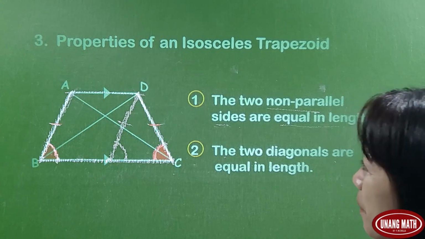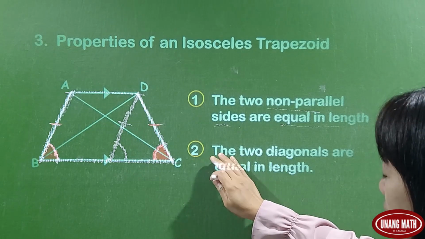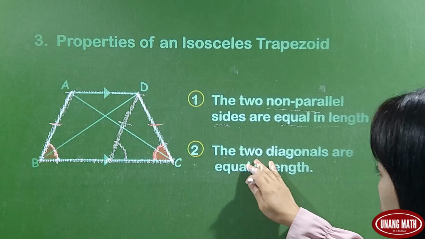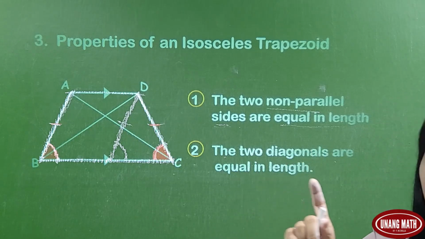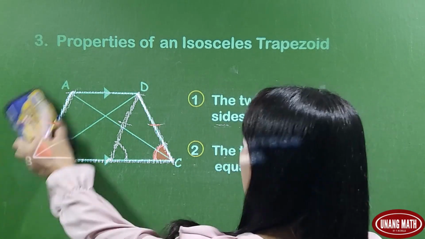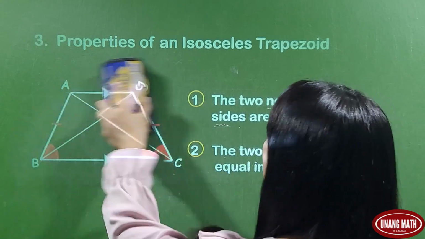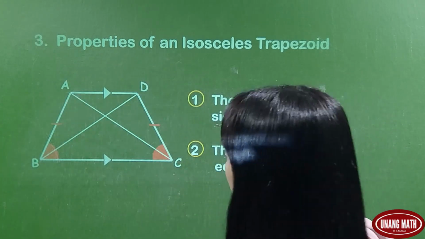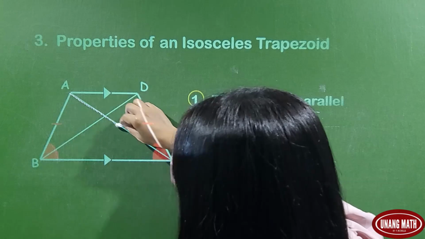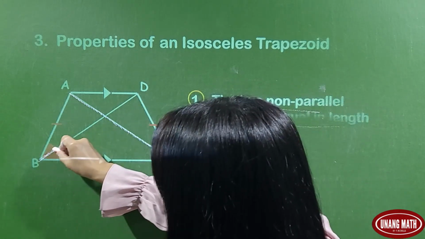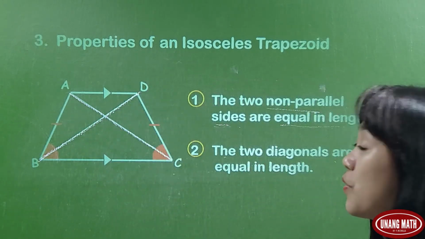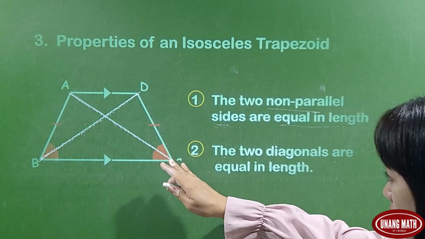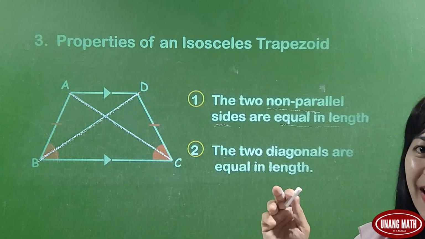The second property is the two diagonals are equal in length. Where are the two diagonals of this isosceles trapezoid? This line and this line. So these are the two diagonals. And according to this one, they are equal in length.